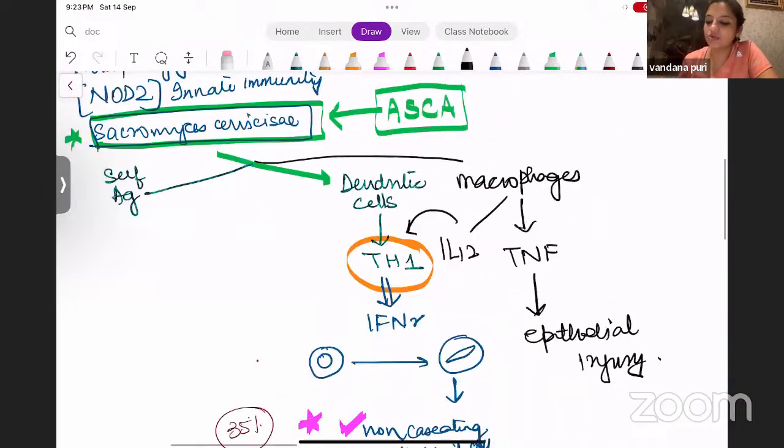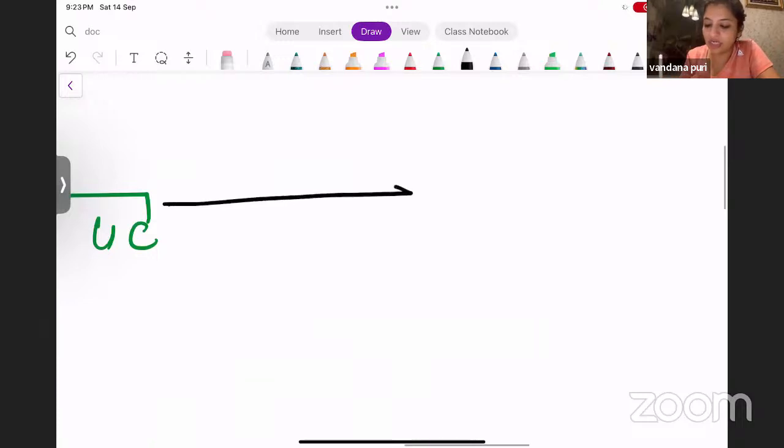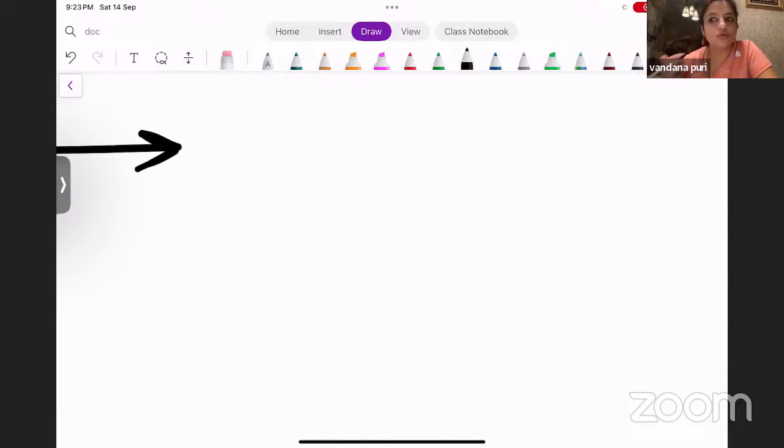Okay, now let's come to ulcerative colitis. What is the different feature here? If we look at ulcerative colitis pathogenesis, everybody should remember that in ulcerative colitis also the DIE works. So one is dysbiosis.